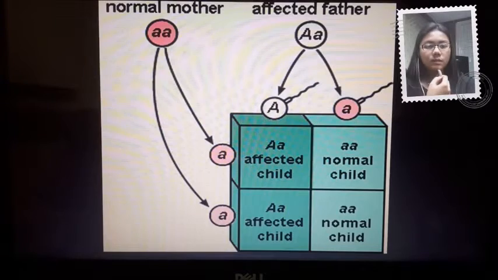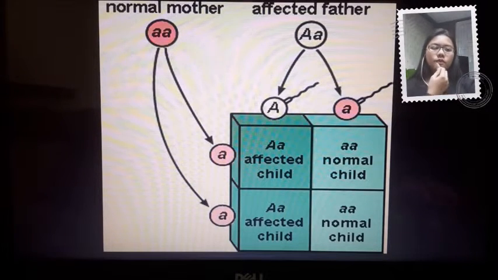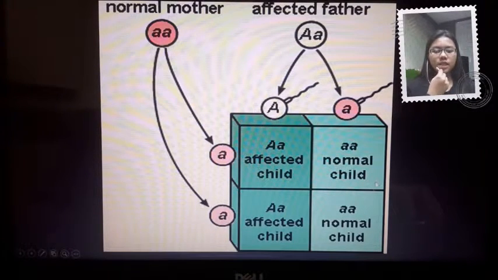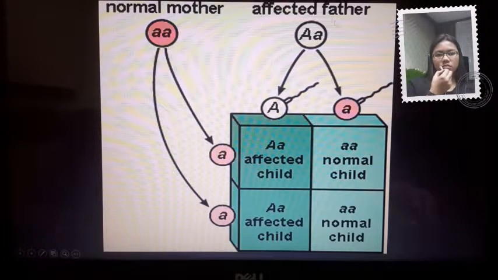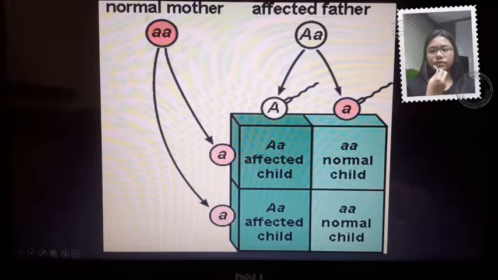So this is the Punnett square for analyzing dominant inheritance. Here, as you can see, the father is affected but heterozygous, and the mother is normal with two recessive traits here. Then when they mate, as we can see, there are two offspring that have the affected chromosome here.